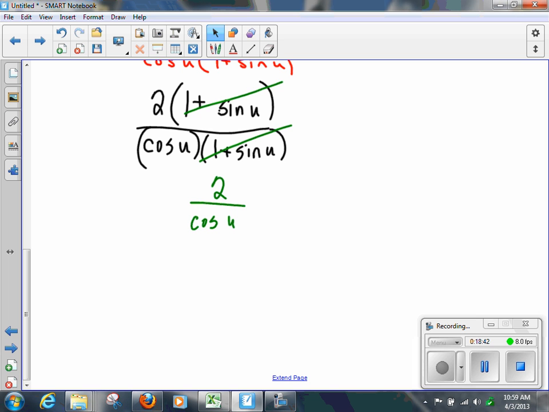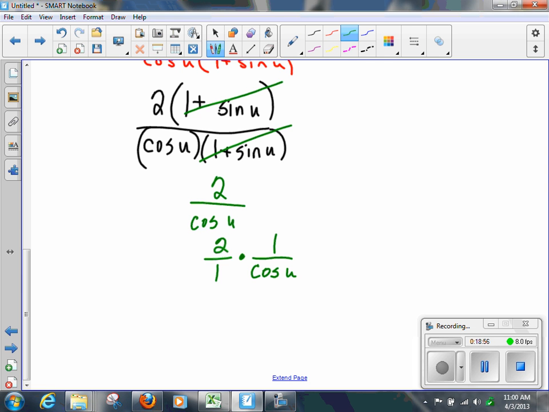Secant. Now, some of you may just automatically make that change if you don't see it. How about writing it? Let me suggest this to you. I don't know if you would ever think to write it like that. But couldn't we write 2 over 1 times 1 over cosine? Isn't it equivalent to 2 over cosine? Okay? And then when you separate it like that, then you better recognize that 1 over cosine is what? Secant. So I've got 2 times secant, which is 2 secant u.